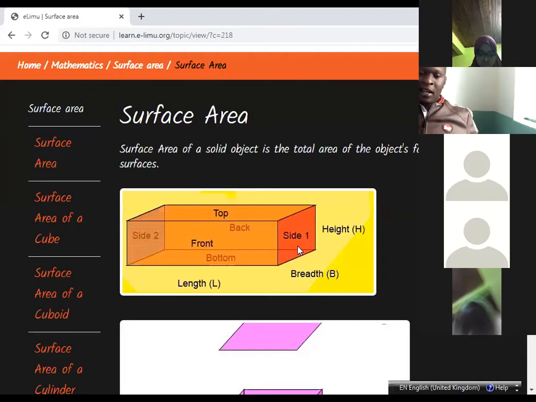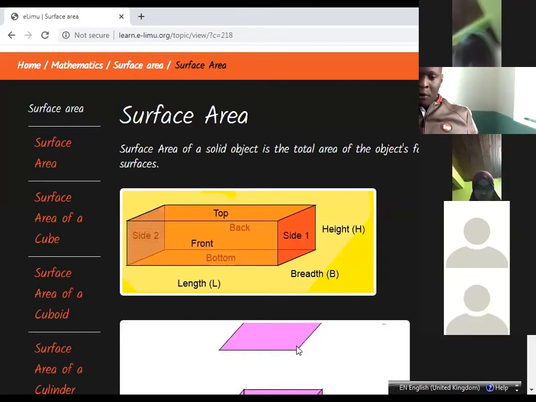We have finished side 1 and side 2. The surface area for side 1 and side 2 will be 100 centimeters squared. Are we together? Are we together, Zamzam? Sumaya? Yes, teacher. Are you following the procedure very well?